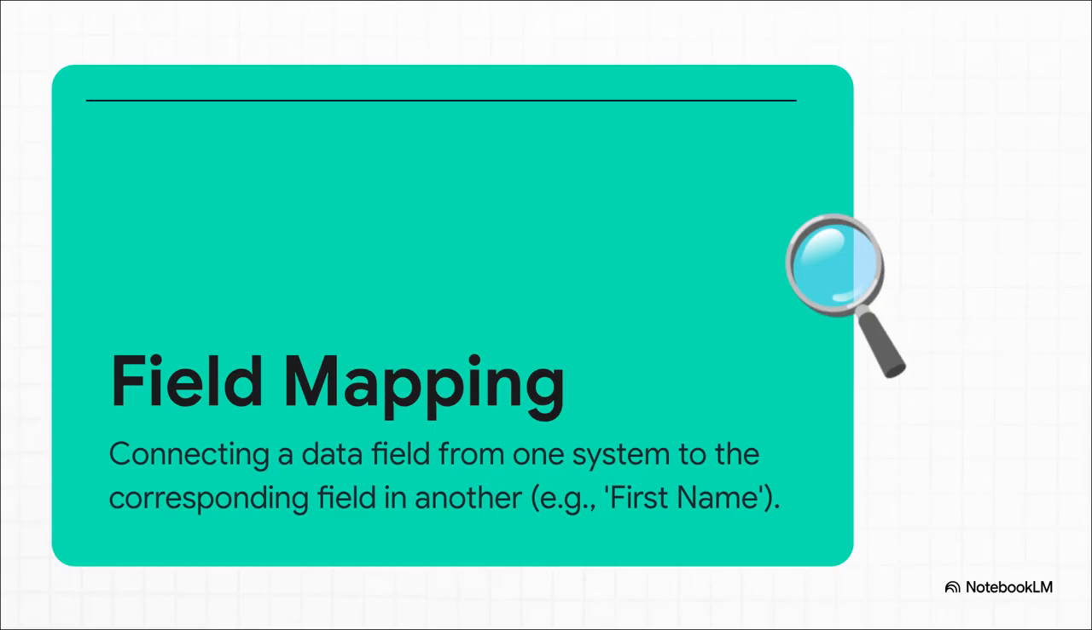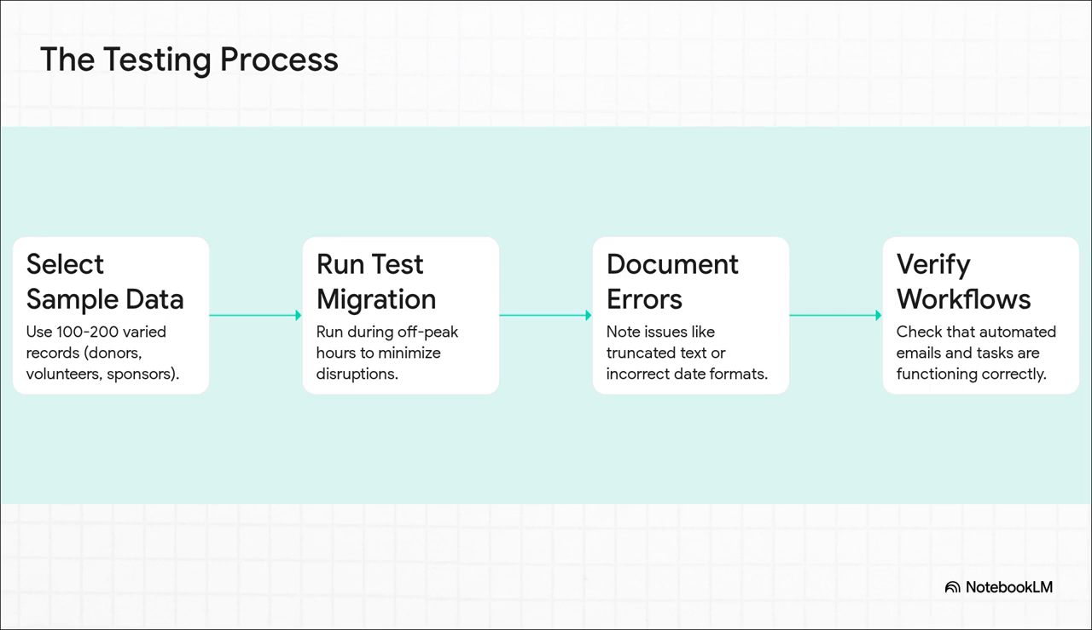A huge part of this is something called field mapping. Now, don't let the technical terms scare you. It's actually super simple. You're basically just telling the data where to go. It's like telling movers which box goes into which room in your new house. You're just connecting the first name field from your old spreadsheet to the first name field in your new CRM. That's it. And this brings us to a golden rule.